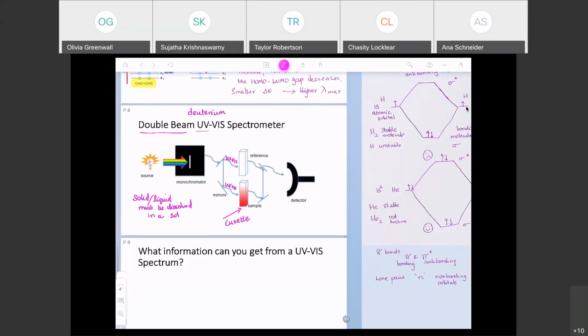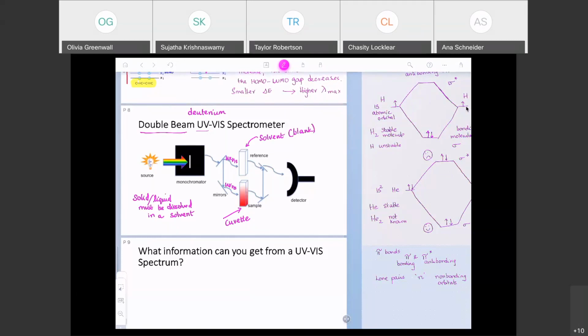If you use a solvent like hexanes, all it has is sigma bonds. There won't be any interference. If you use water, there are lone pairs, and there will be interference, because those lone pair electrons in water can also absorb UV light and jump. If you use something like benzene as your solvent, benzene has pi bonds. So your reference is always a blank, and the blank is nothing but a solvent.